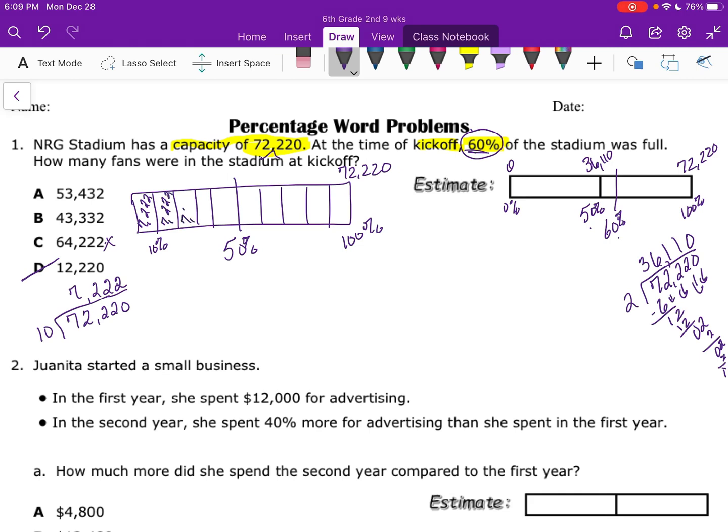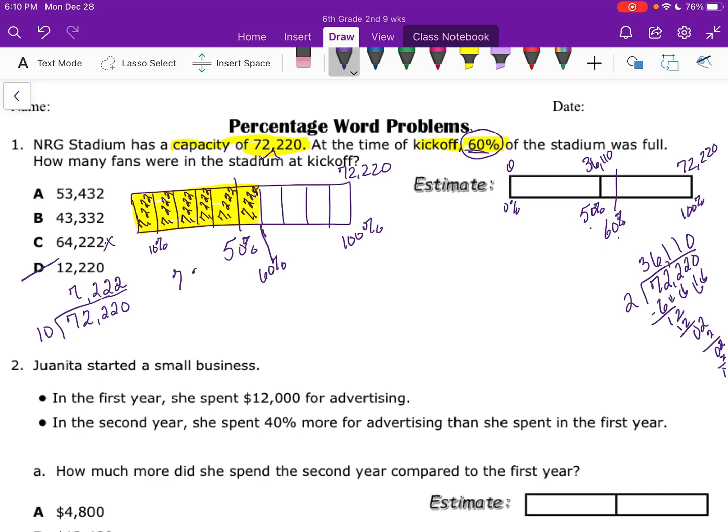All right, so that means each one of these is 7,222. So how many 7,222s am I going to have to write to get to 60%? That's right, 6. This is 60% right here, right? So we have to take 7,222. I'm going to go ahead and shade it. If you're using your bar, you should shade. So this is how many people are in the stadium. That's how many people are in the stadium. So 1, 2, 3, 4, 5, 6.